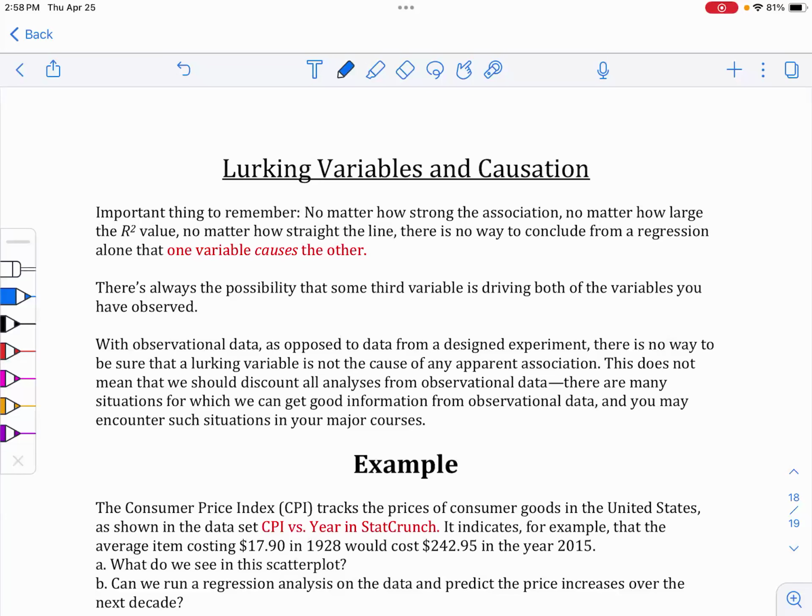Almost everything we look at is an observational study. In order to prove cause and effect, we would have to actually have an experiment. And it's absolutely fine to say two things are associated. Just be careful of the strength of your conclusion.